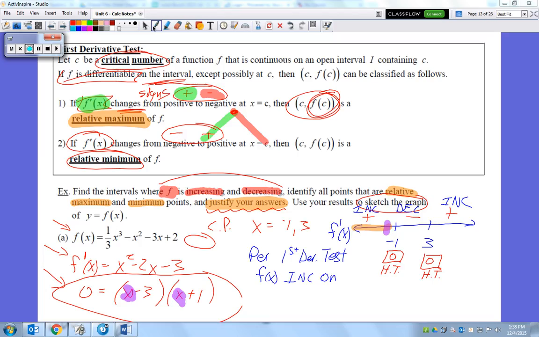Okay? So here we go. Increases on what? You tell me. Negative infinity to negative 1. Union.